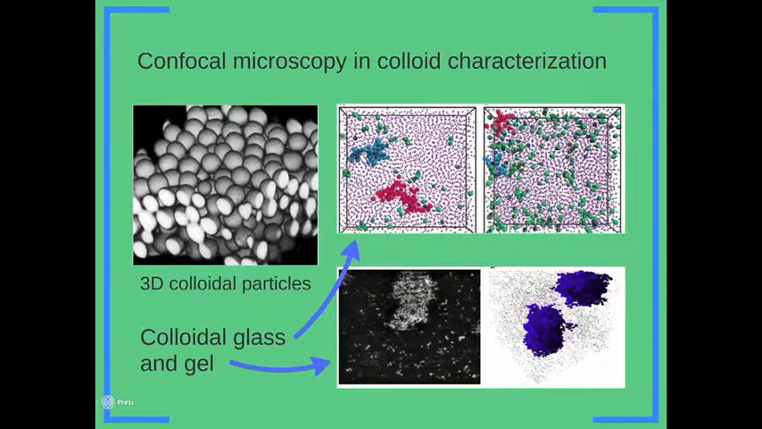Confocal microscopy has also been used to characterize colloids in certain areas of research, but this is not as common as is confocal microscopy in biological systems. However, it is still used for this purpose. The leftmost image is that of a reconstructed image of a colloid imaged using confocal microscopy. The right images are colloidal glass and gel, the top and bottom respectively.